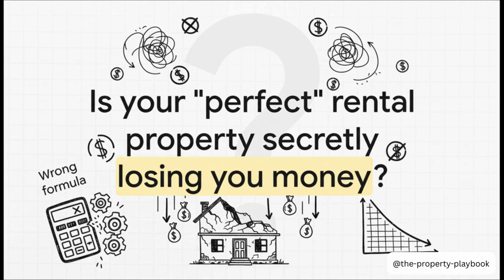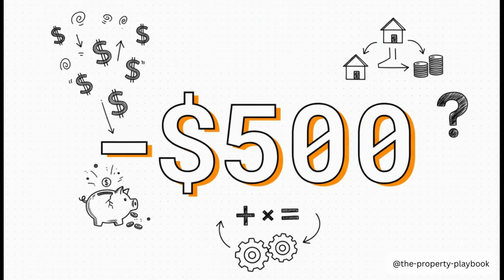Getting this formula wrong is, without a doubt, the most common and most expensive error you can make in real estate. And we're not talking about small numbers here. A lot of investors are losing $500 or even more every single month, and they don't even realize it's happening. The stakes are really high, but the solution is just some simple math.